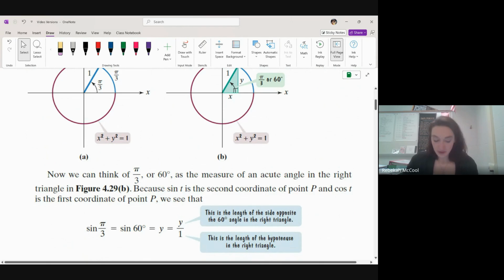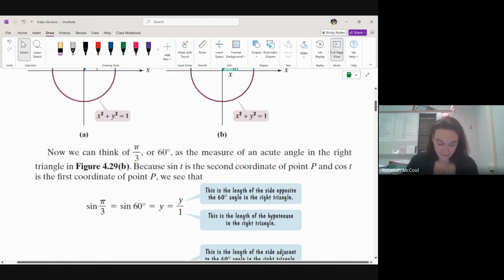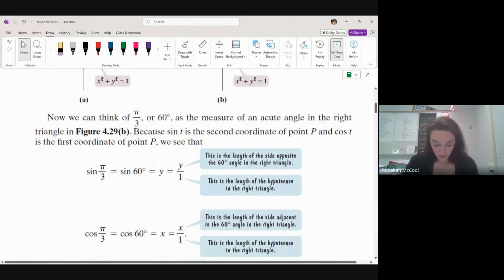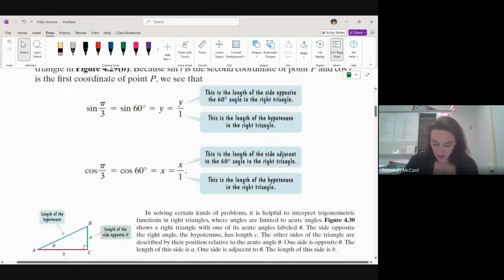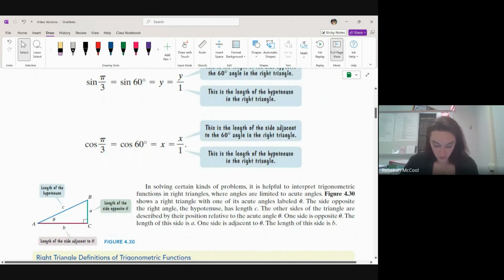So because sine of t is the second coordinate of the point P and cosine is the first coordinate, we can see that sine of pi over 3, or sine of 60, is the y value, or y over 1, because that's the length of the hypotenuse, which is also the radius. Same thing with our cosine. So cosine of pi over 3, or cosine of 60 degrees, is the x coordinate at that point, which is really the same thing as x over 1, 1 being that hypotenuse, which is, again, that radius of the circle.